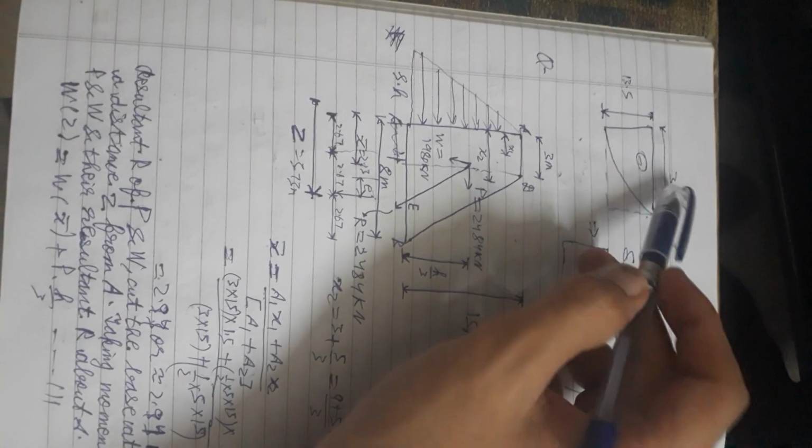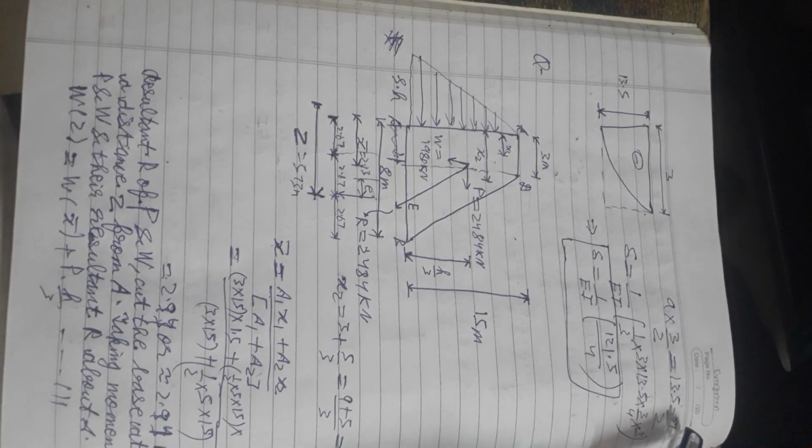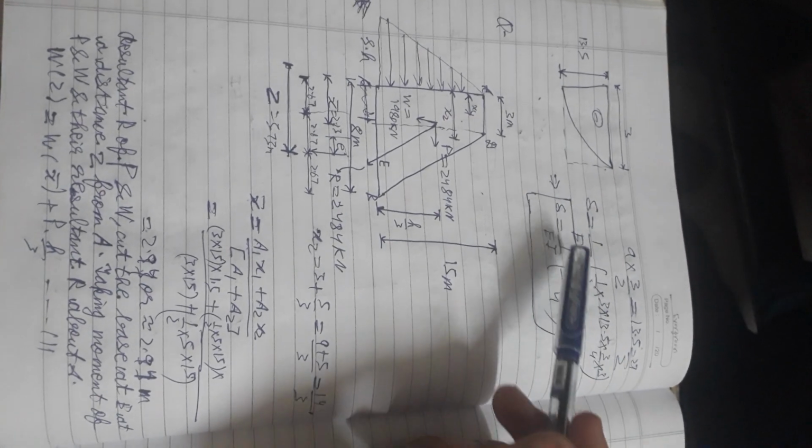Here, for example, 27 by 2 is equal to 13.5. Delta is equal to 1 by EI into 1 by 3 into 3 into 13.5 into 3 by 4 into 3. Delta is equal to 1 by EI times 121.5 by 4.